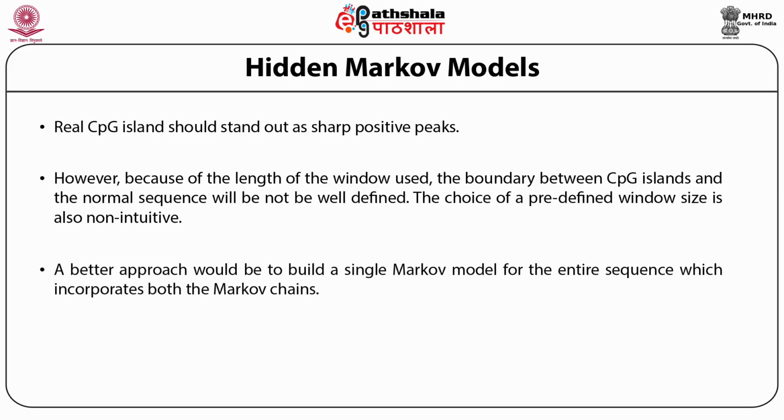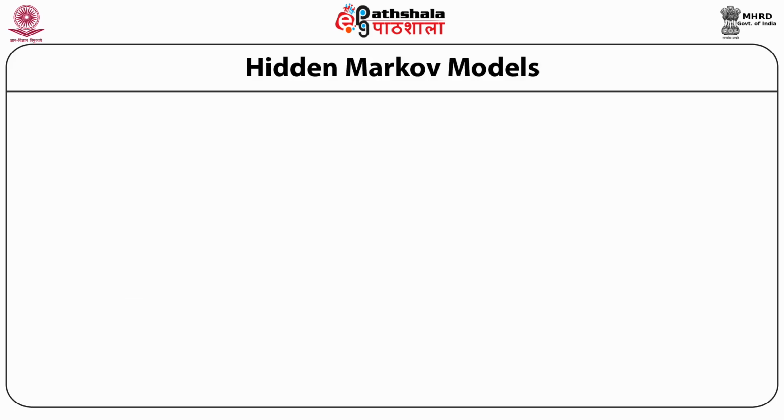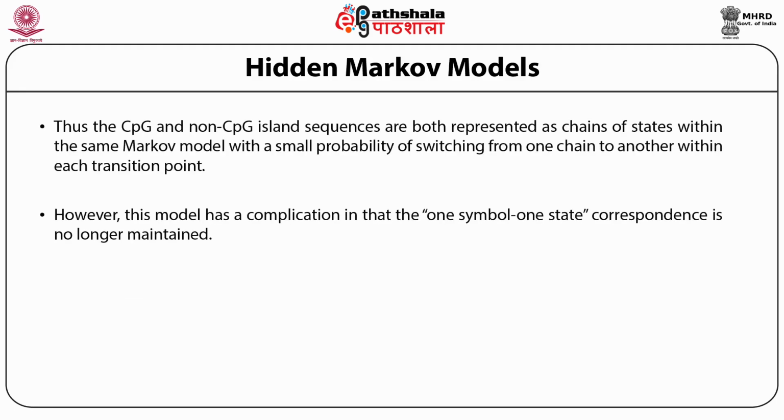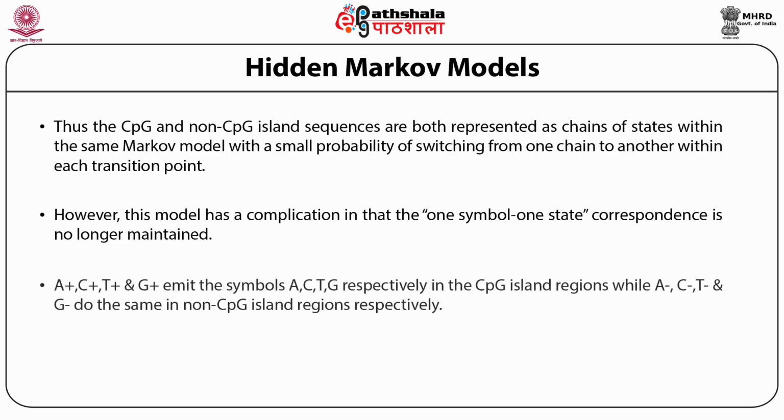One approach would be to build a single Markov model, not two separate Markov models for CPG and non-CPG, just a single Markov model for the entire sequence, which incorporates information both from the CPG islands as well as from the non-CPG islands. However, using this combined approach, there is one complication. Earlier, one symbol meant one state. That is, A, T, C or G, they either belonged to CPG or to non-CPG. There was no way they could have mixed up. But now that I am having both the chains incorporated in one, I have a situation.